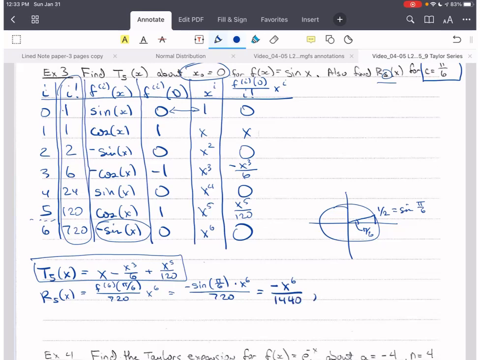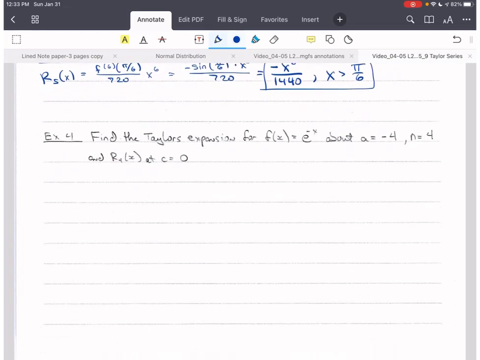And we don't forget, you have to say where this is valid. So 0c x, and so x has to be greater than pi over 6. C is pi over 6, so x greater than pi over 6. And so this is our answer for that. One more example, I believe. This is the last one. Yep. And so we want to make sure that you've gotten this and that you have a full understanding.